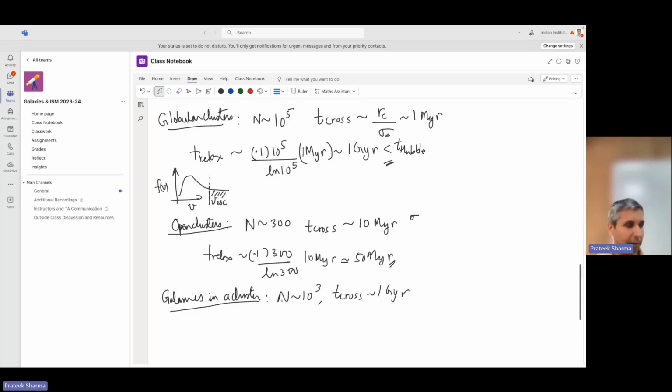So what is the relaxation time? You can see the relaxation time is 0.1 times 100 by log of 100 times the crossing time. So this actually is less than their age, T Hubble. Oh, sorry, let's see. So 10 to the 3 times a giga-year. So in fact, I wrote it wrong. So galaxy clusters are also not perfectly relaxed bodies.